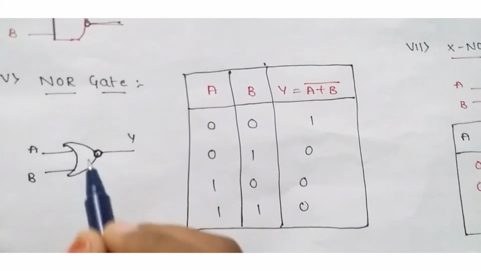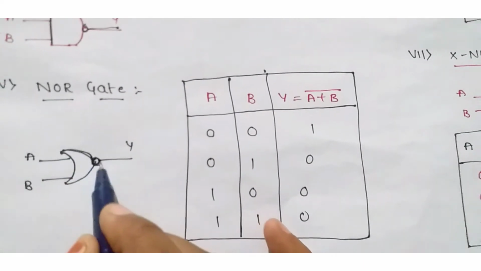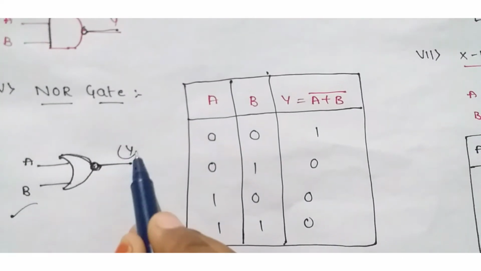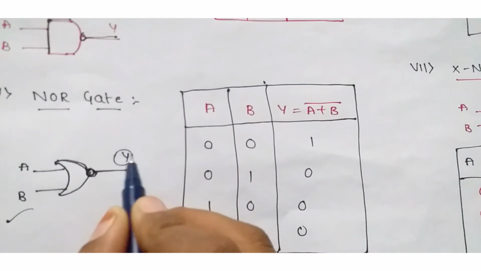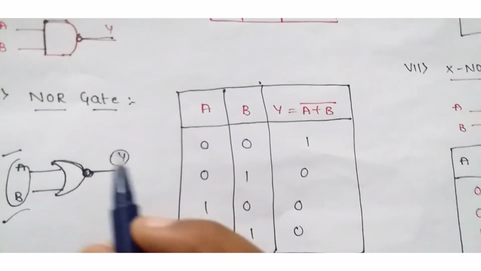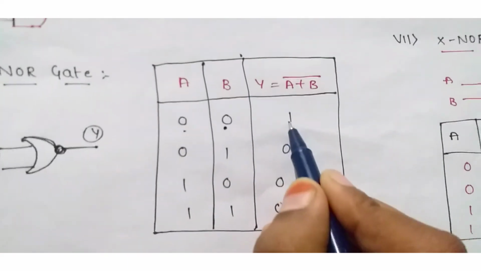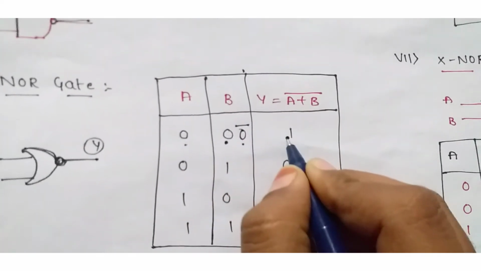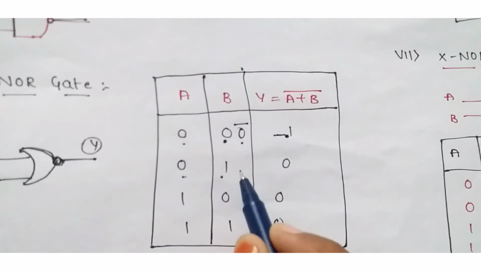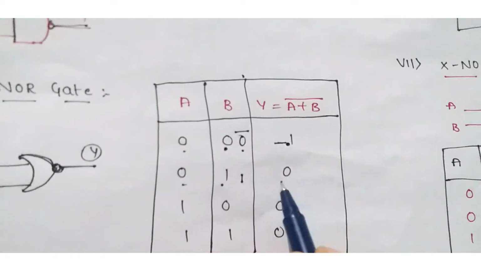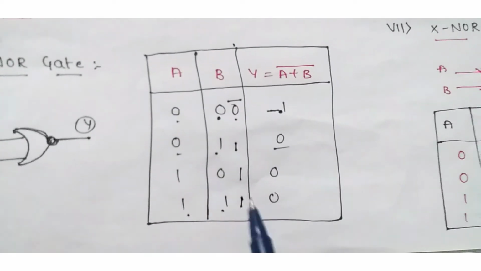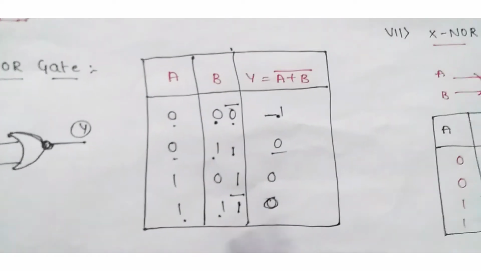Let us see the NOR gate. This is the OR gate with a bubble, which gives the NOR gate. We have two inputs and a single output, and we add these two and apply bar. For 0, 0, adding gives 0, and 0 bar gives 1. For 0, 1, adding gives 1, and bar gives 0. In the same way we get the other values. For 1, 1, adding gives 1, and bar gives 0.